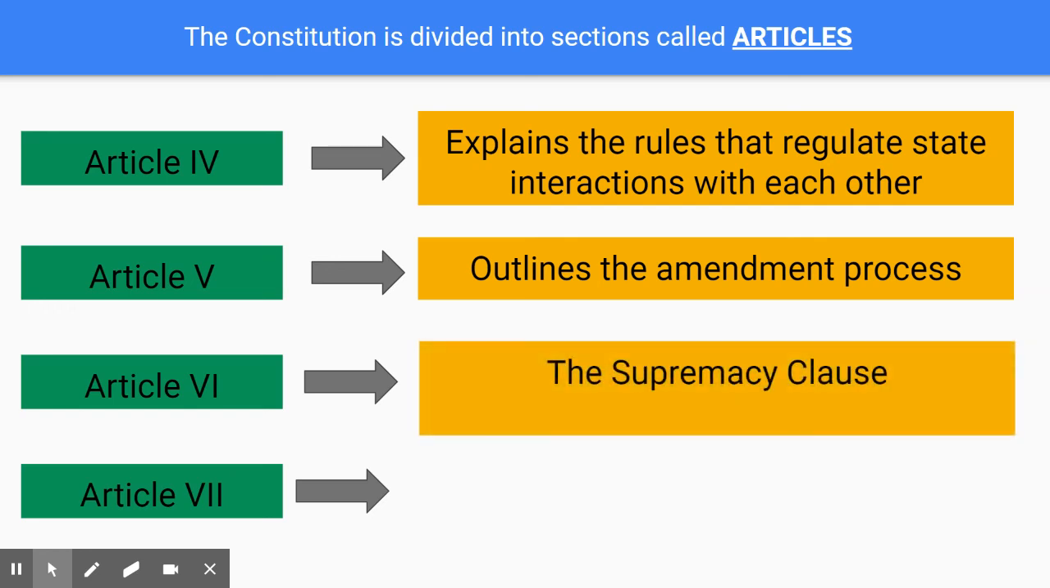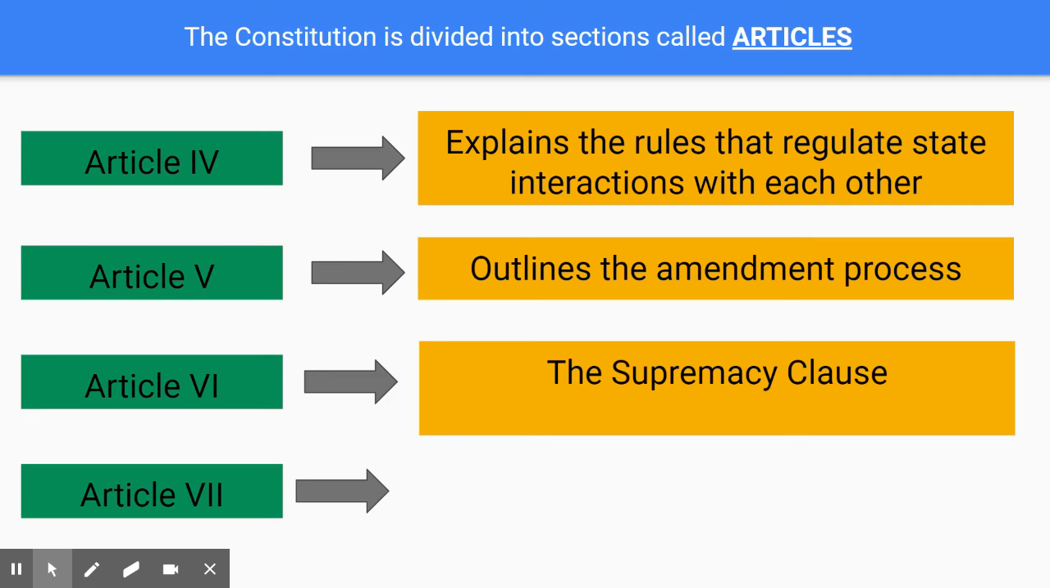Article 6 contains the Supremacy Clause. This is simply a brief statement that indicates that the national government is supreme to the state governments. So if there is ever a dispute between the national government and the states, like the states have a law that contradicts something the national government has said, the national government is going to win that dispute because they are supreme to the state governments. And it kind of has to be this way. Otherwise, you're right back to the Articles of Confederation system and 50 states pulling in 50 different directions.